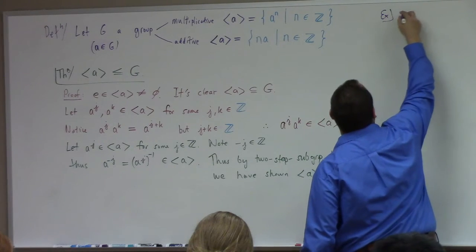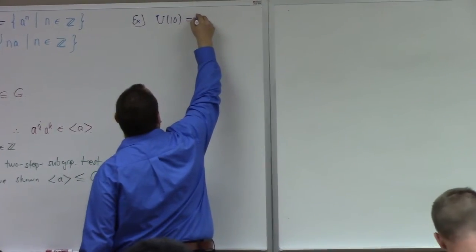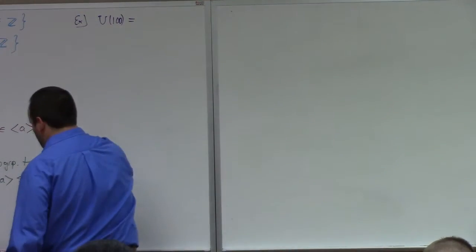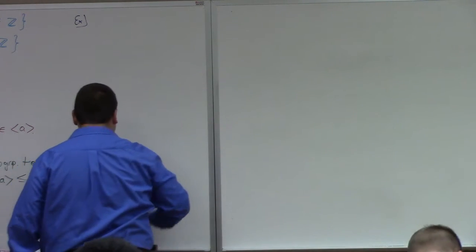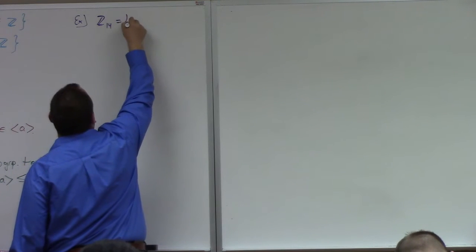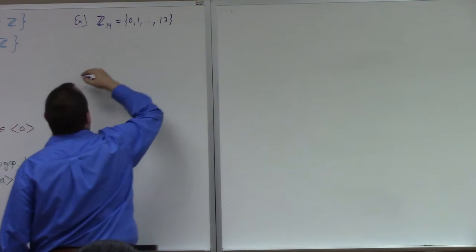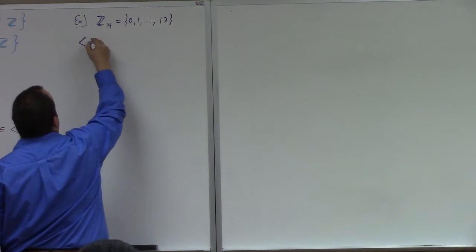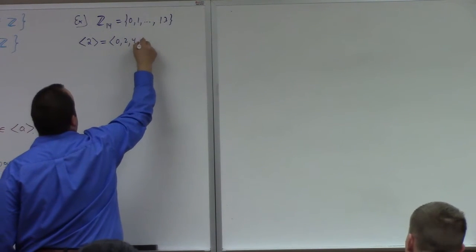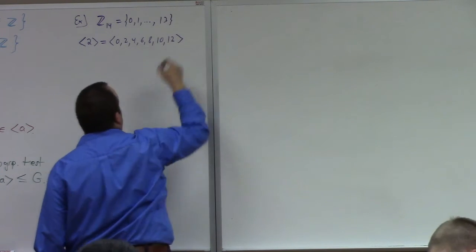Let's pick U10. What's U10 equal to? Let me do U100. Oh, no. Tell you what, let's do Z14 there: 0, 1, up to 13. If we look at the cyclic subgroup generated by 2, what do we get? 0, 2, 4, 6, 8, 10, 12, and then you're back where you started.